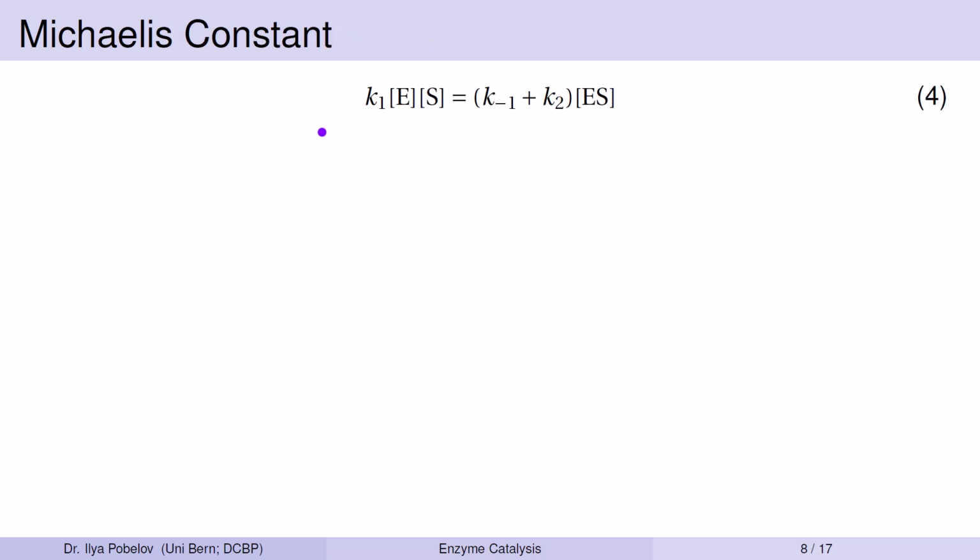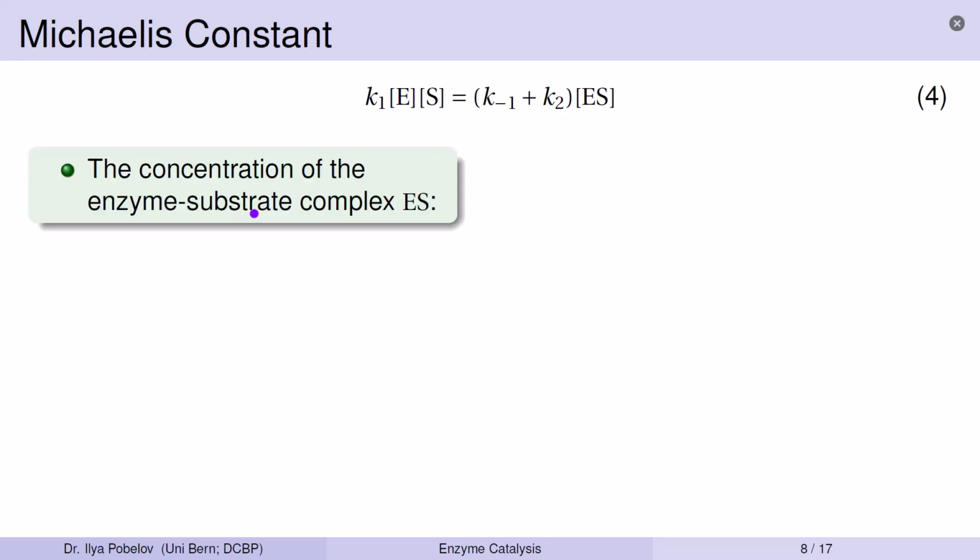From the previous equation, it follows that K1 times the concentration of E times the concentration of S equals the sum of K-1 and K2 times the concentration of ES. Therefore, the concentration of the enzyme-substrate complex ES is given by K1 times the concentration of E times the concentration of S divided by the sum of K-1 and K2.